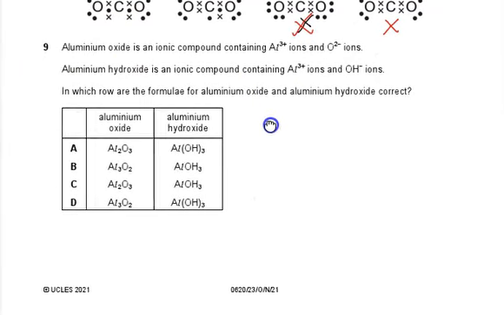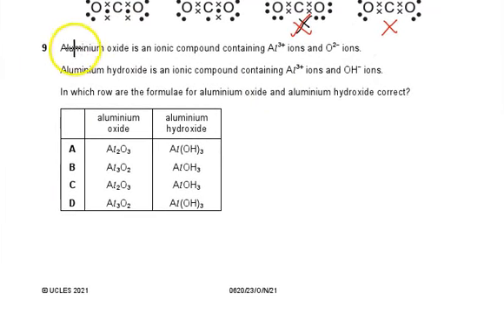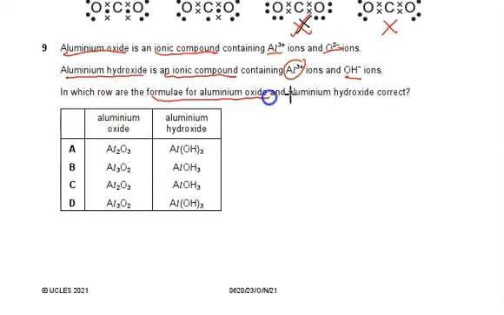Okay, now for number 9. Aluminium oxide is an ionic compound containing aluminium ion and oxide ion. Aluminium hydroxide is an ionic compound containing aluminium 3+ and hydroxide ion. In which row are the formulae of aluminium oxide and aluminium hydroxide correct?